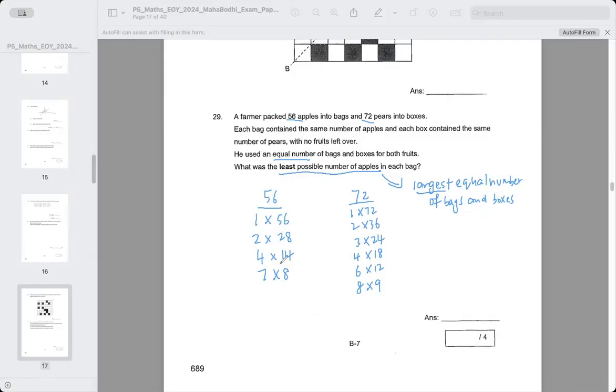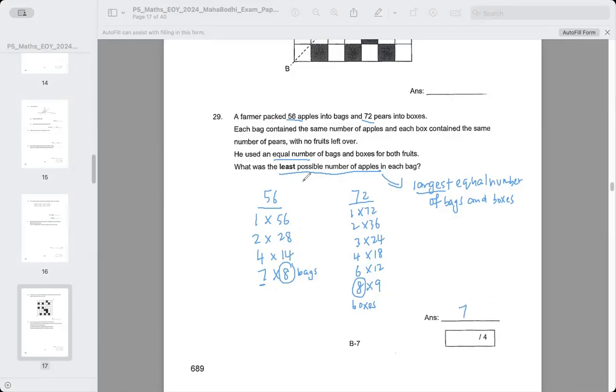And we look through, it will be 8. So 8 is the largest common factor of 56 and 72. This means there are 8 bags of apples, and 8 boxes of pears. The question is asking what is the least possible number of apples. So this is for the apples. Since I have 8 bags of apples, in one bag I'll have 7 apples. So my answer is 7.